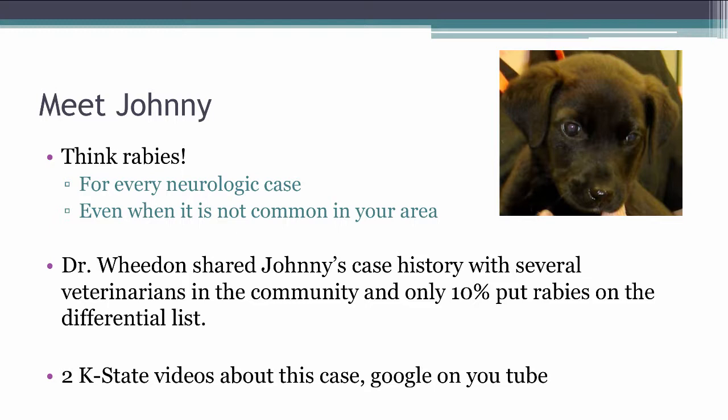And even veterinarians, we don't see very many cases, so we don't think about that at the top of our list. So Dr. Whedon had shared the signs and symptoms and progression of Johnny's case with several veterinarians. And then again at a conference, he was very curious and he just said, what are your differentials? And only 10% of the vets he asked put rabies on the differential list. And clearly that was rabies.